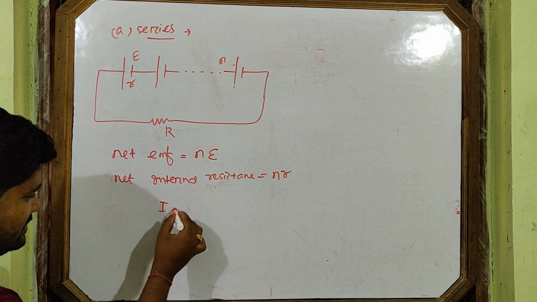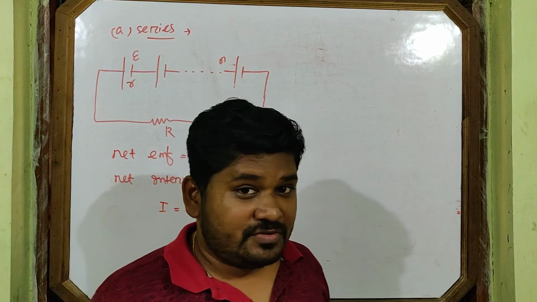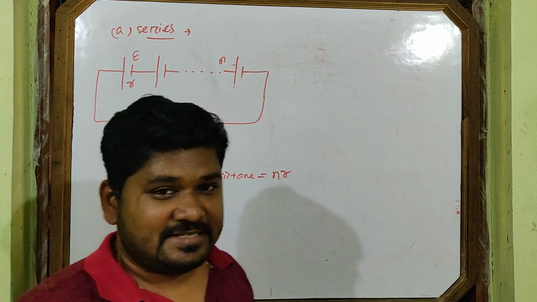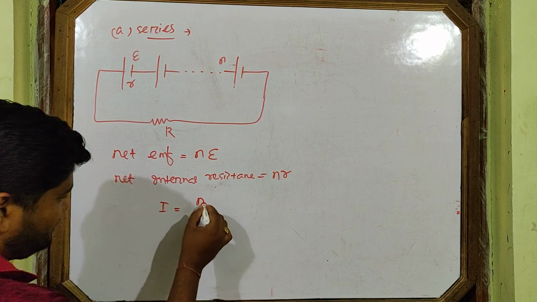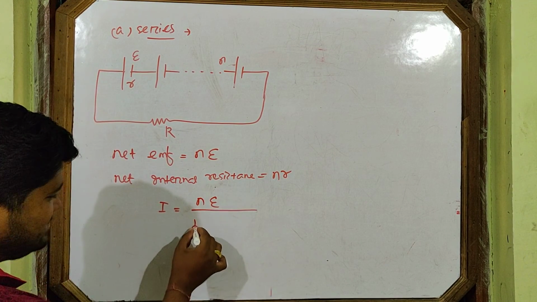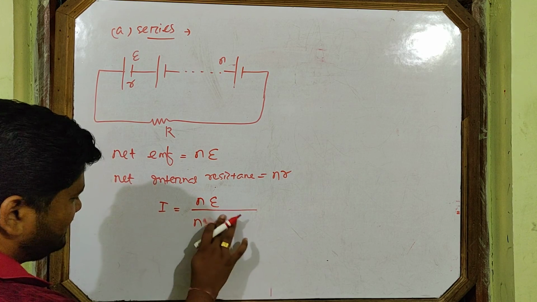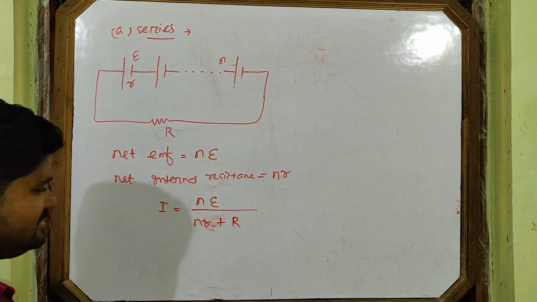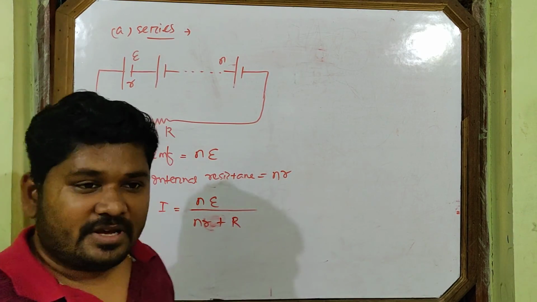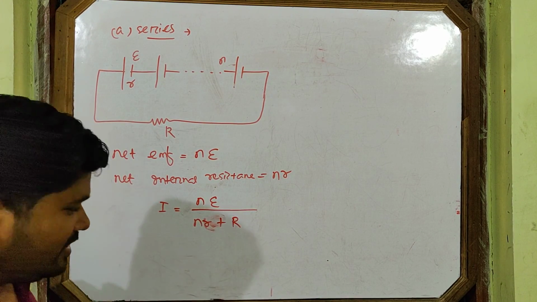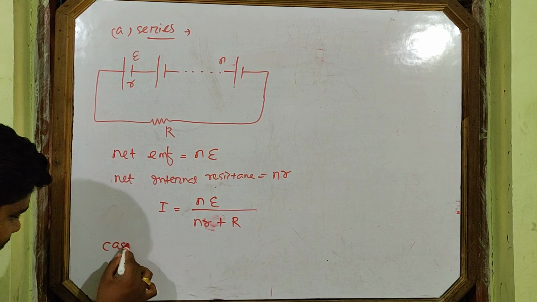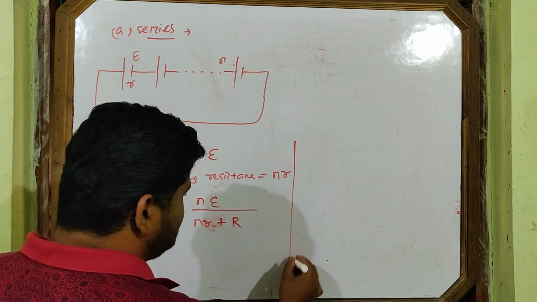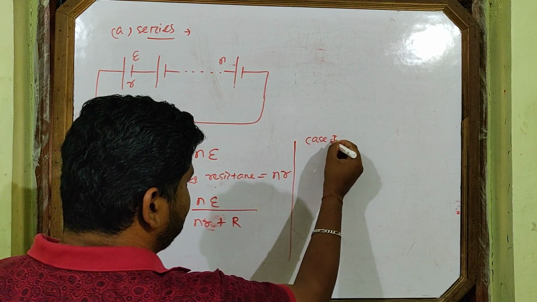So what is the current? The current expression I have told you: net EMF by net resistance. Net EMF is nE. Net resistance is nr, internal, plus R, external. This is the expression of current. Remember this. Okay, now come to case 1.